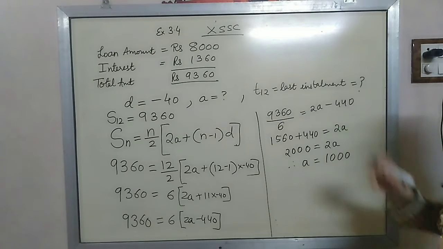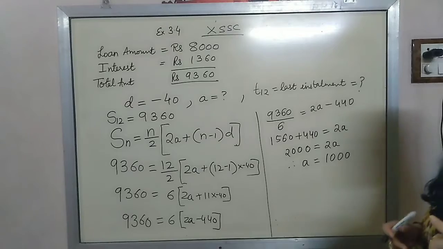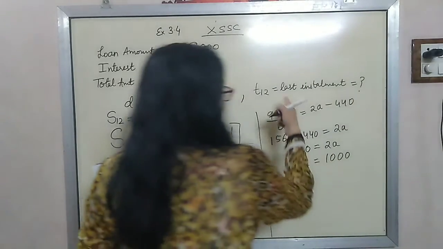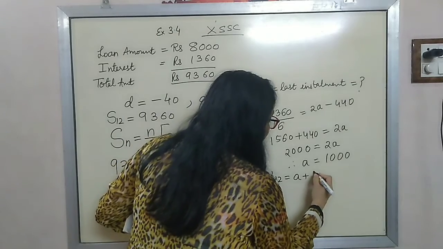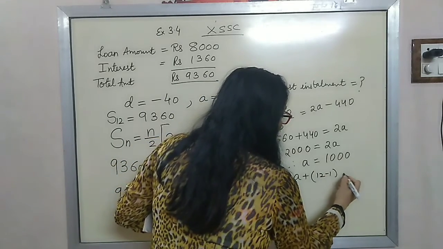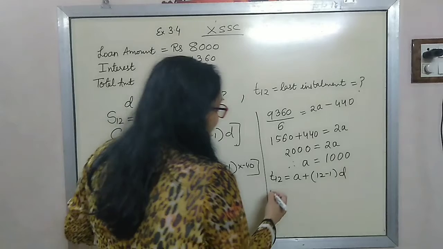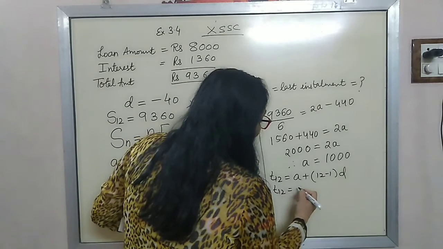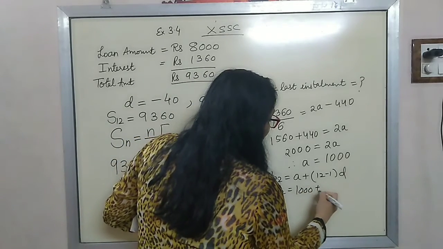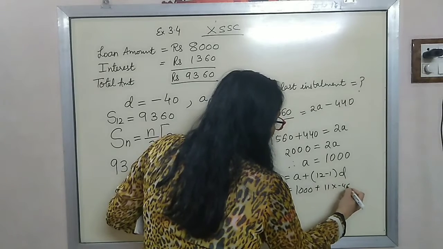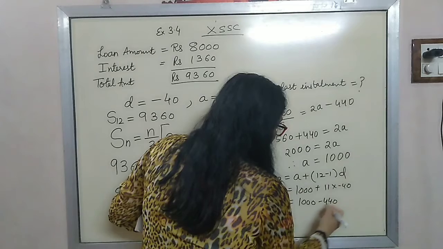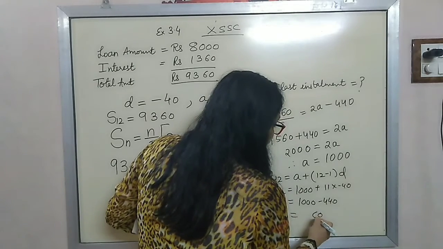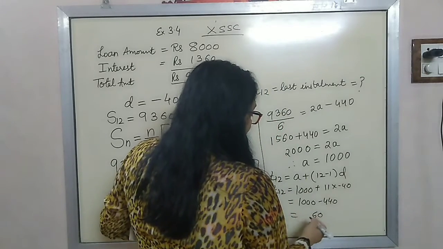So this is your first installment. You are getting it as 1000. Now you have to find the last installment, that is T12. So T12 will be equal to A plus 12 minus 1 D. First write the formula, okay. So T12 will be equal to A is 1000. So 1000 plus 11 into minus 40. So that is equal to 1000 minus 440. And that is equal to 560.